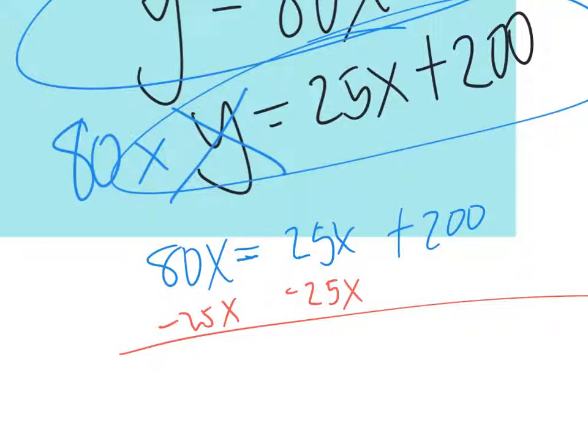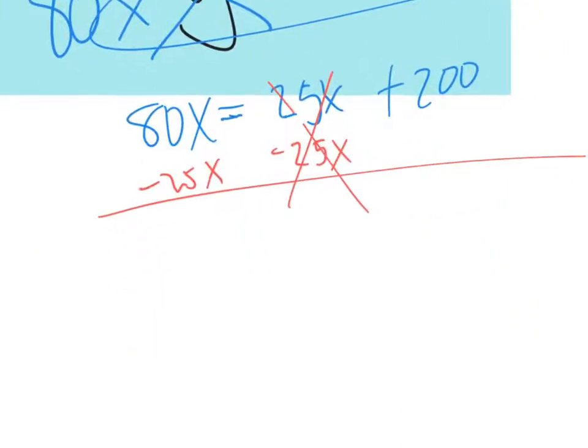All right, so now those are gone. And 80 minus 25, 55x equals 200. And what's my final step, sir?